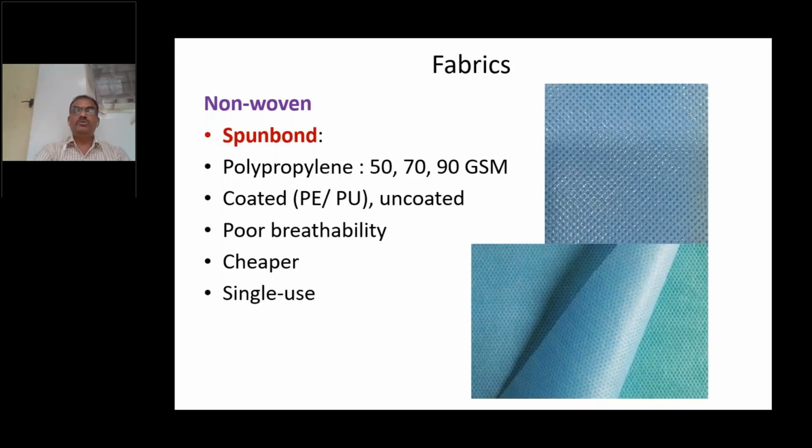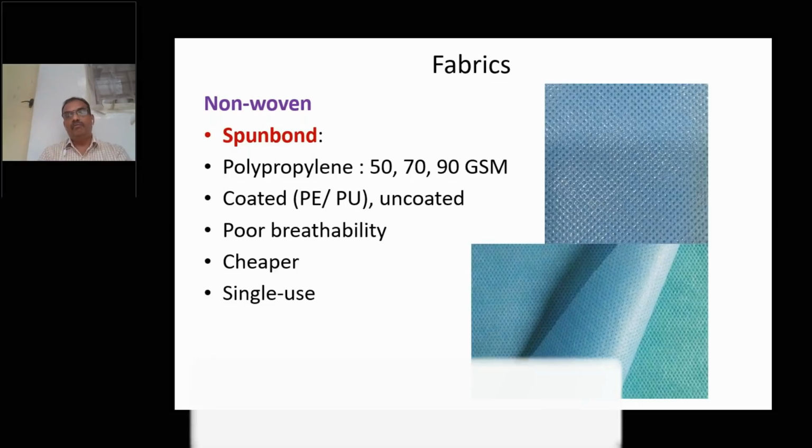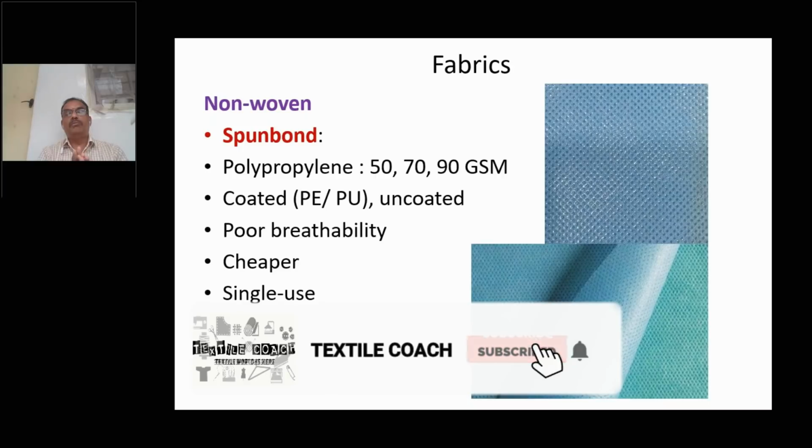In coated material, you can see in the photograph which I have shown at the bottom, which is in pale green color, one side of the fabric is glossy, which is the coated side. So the GSM would be split like this. For example, if you take a 90 GSM fabric, the weight of the PP fabric would be 75 to 80 GSM.